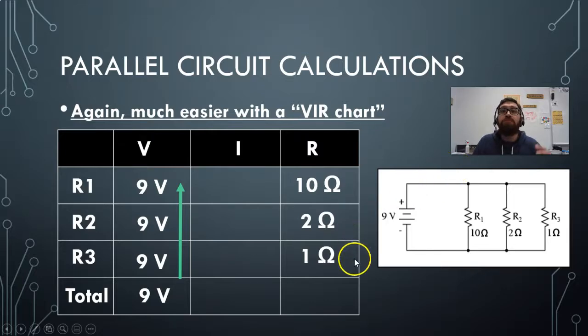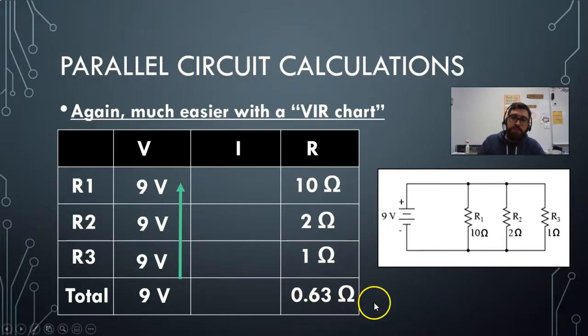Remember, we add them reciprocally. 1 over 10 plus 1 over 2 plus 1 over 1. We did this calculation before. That was 1.6, and then we have to take the reciprocal of that reciprocal. 1 divided by 1.6 was 0.63. We did that before. All right.